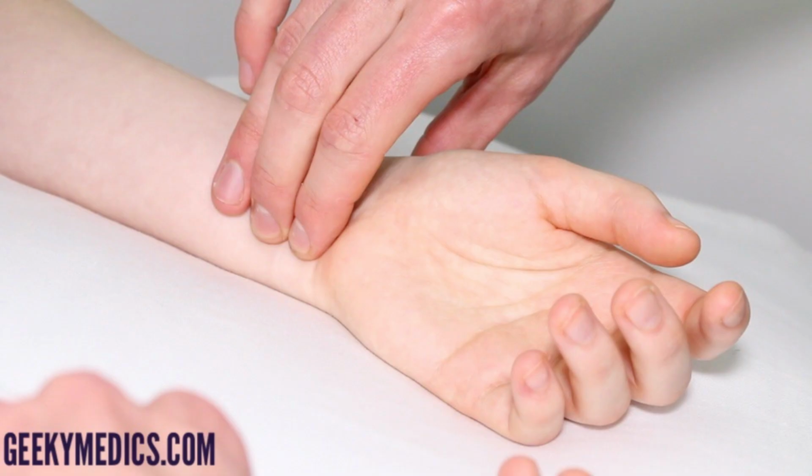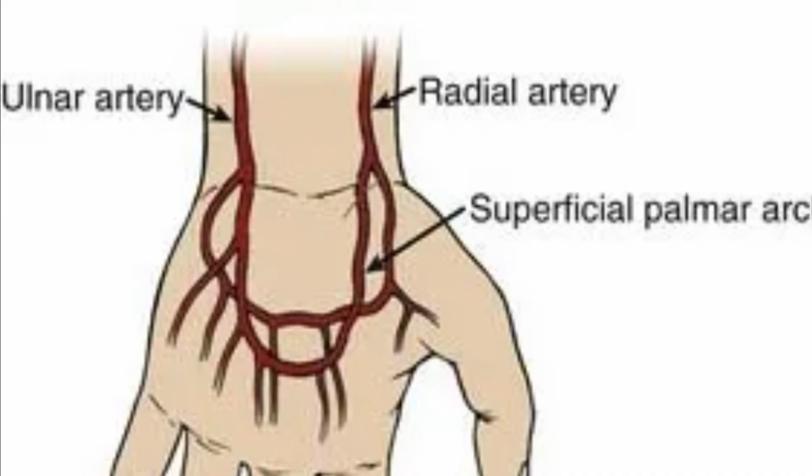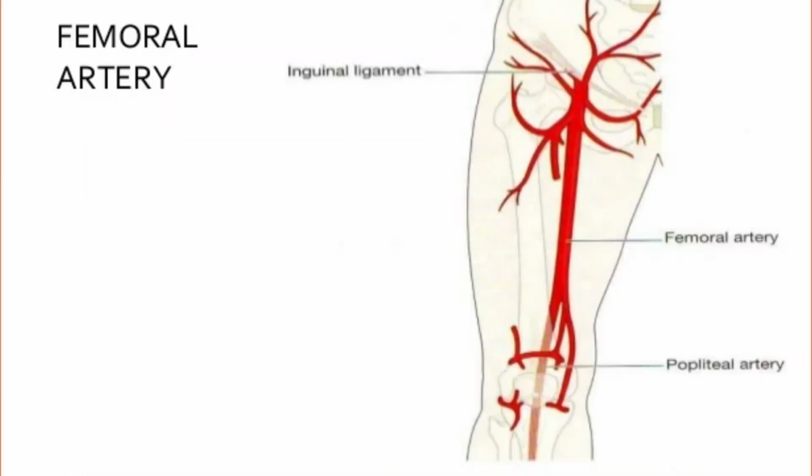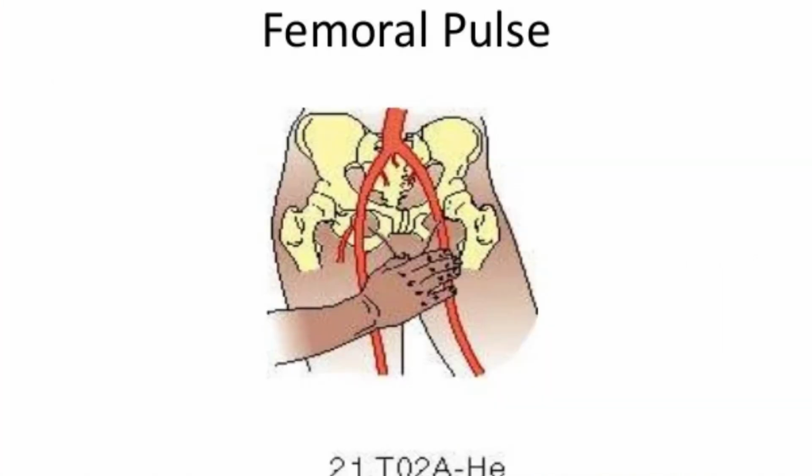The ulnar pulse is located on the ulnar side of the forearm at the wrist, basically the opposite side of the radial pulse or the thumb. The femoral pulse is located below the inguinal ligament, midway between the symphysis pubis and anterior superior iliac spine. In simpler terms, it's basically on your upper thigh, between your groin crease and the pubic bone.